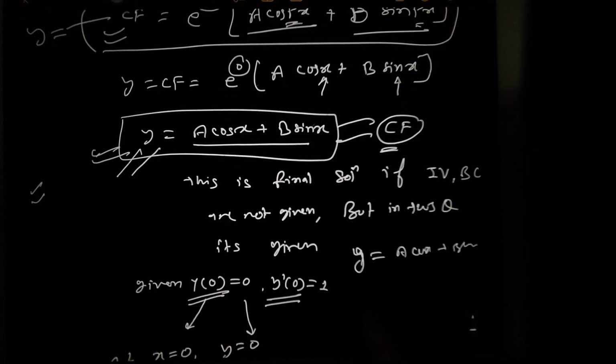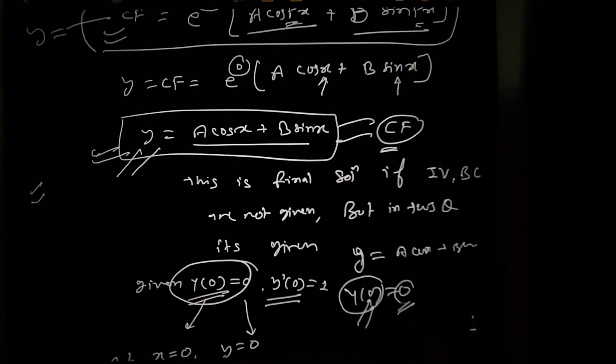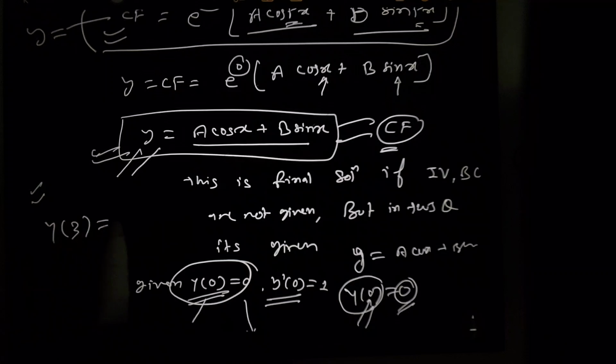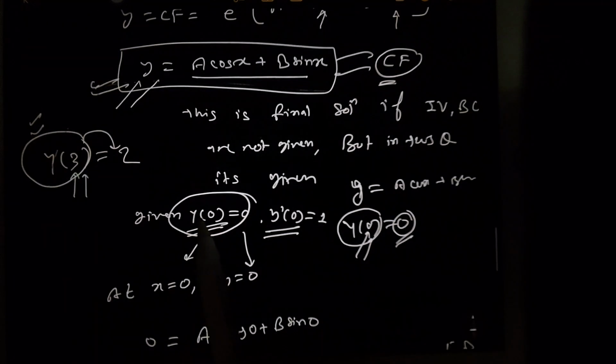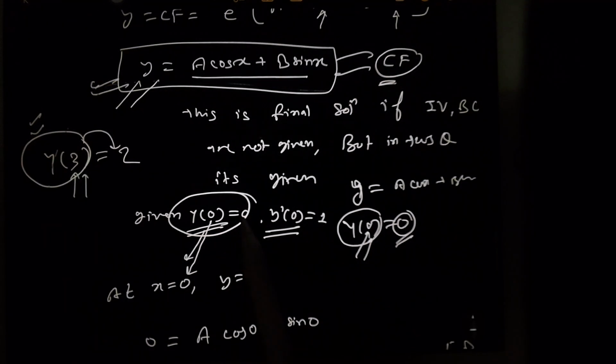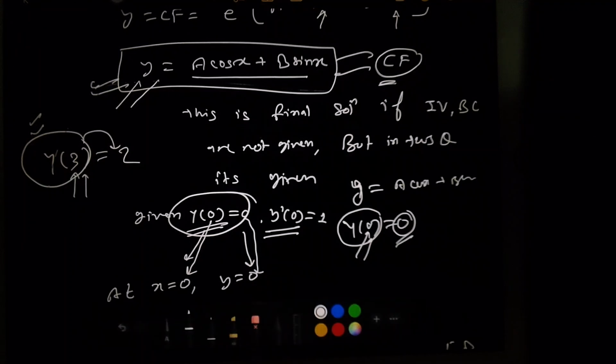Now in this, how is this data given? This data is given as y(0) is equal to 0. It means this 0 is your x value and whatever is given is your y value. Suppose data is given as y(3) is equal to 2. It means this 3 is your x value and whatever is given is your y value. So if you check, this 0 is your x value and this 0 is your y value.